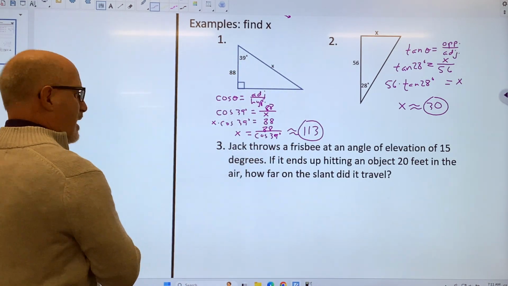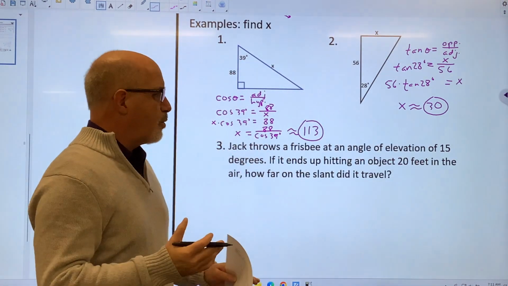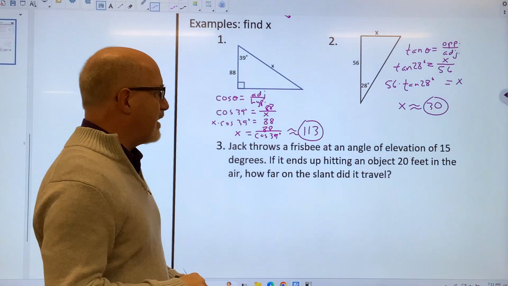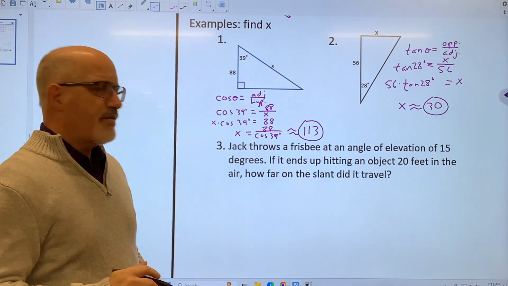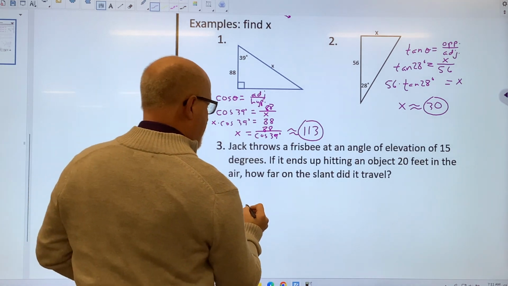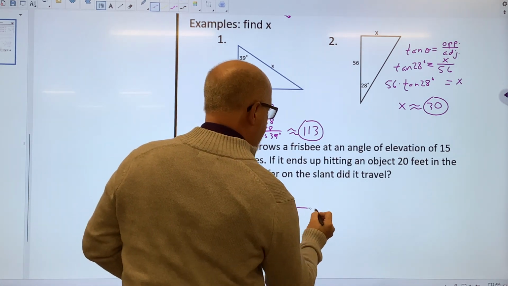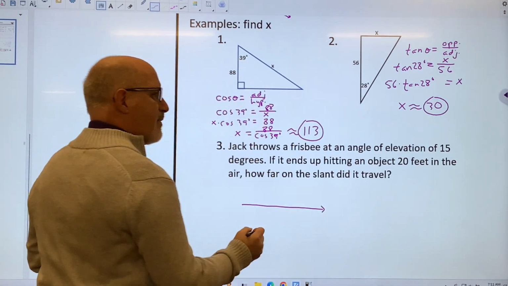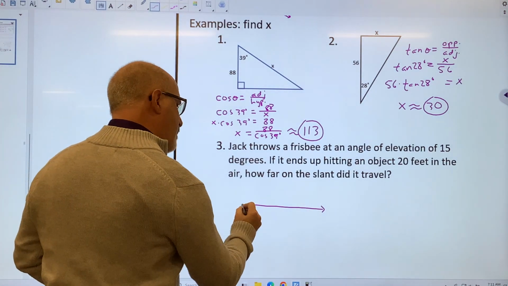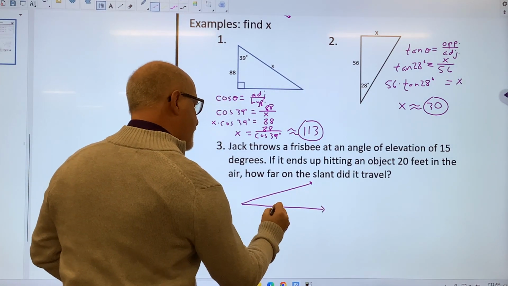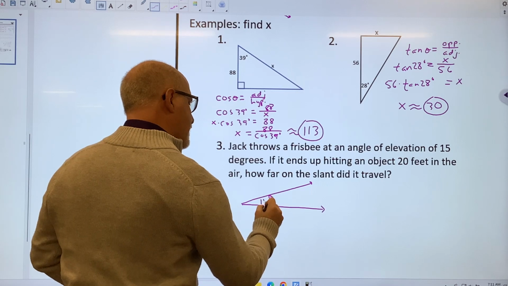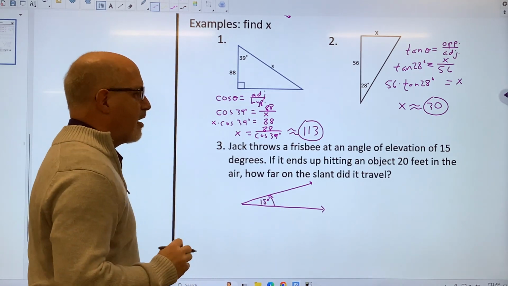Now let's take a look at this last one here. It's a word problem. It uses the angle of elevation here. It says Jack throws a frisbee at an angle of elevation of 15 degrees. Well, I'm going to first of all draw the angle of elevation. So from the horizontal, 15 degrees looking up. So it's going to go up like this. So 15 degrees is what my angle is there.